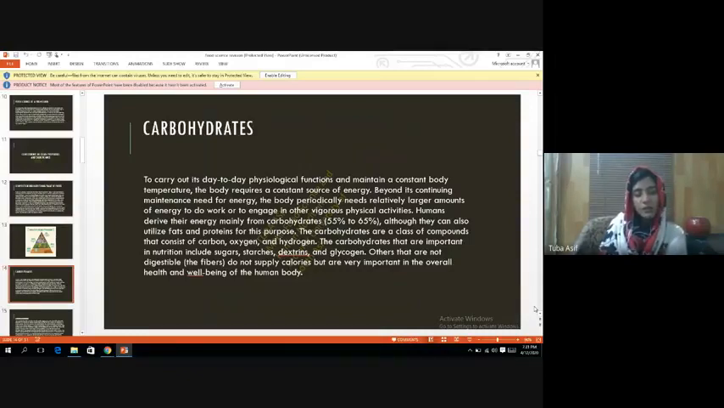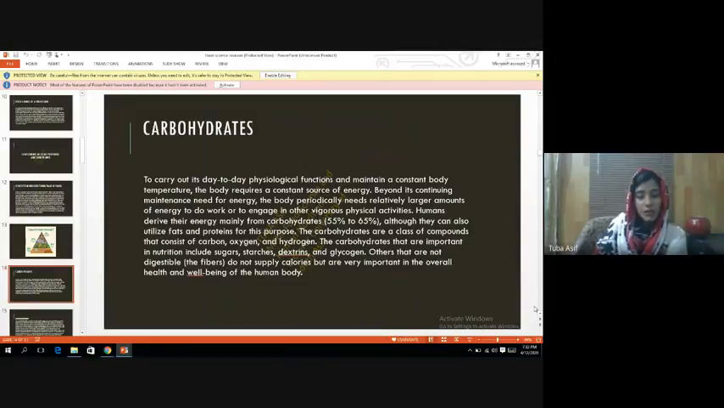Humans derive their energy mainly from carbohydrates, around 55 to 65% of the total caloric intake, although they can also utilize fats and proteins for this purpose. If you are not having proper carbohydrates, your body can generate energy from other sources, that is lipids and proteins, through a process known as gluconeogenesis. And carbohydrates are a class of compounds that consist of carbon, oxygen, and hydrogen.